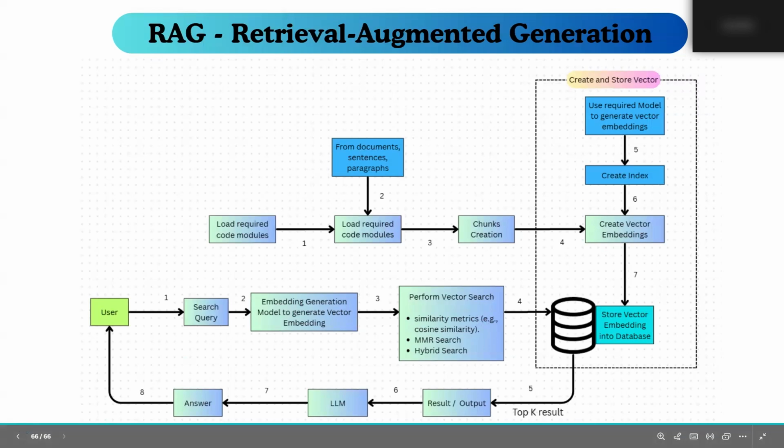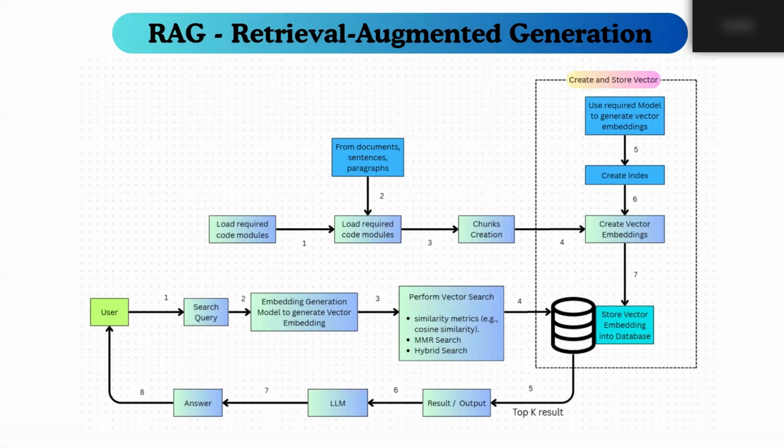Finally, the large language model, or LLM, takes these top results from the vector database, whatever results we got for that query, understands the context, and generates a final well structured answer for the user.